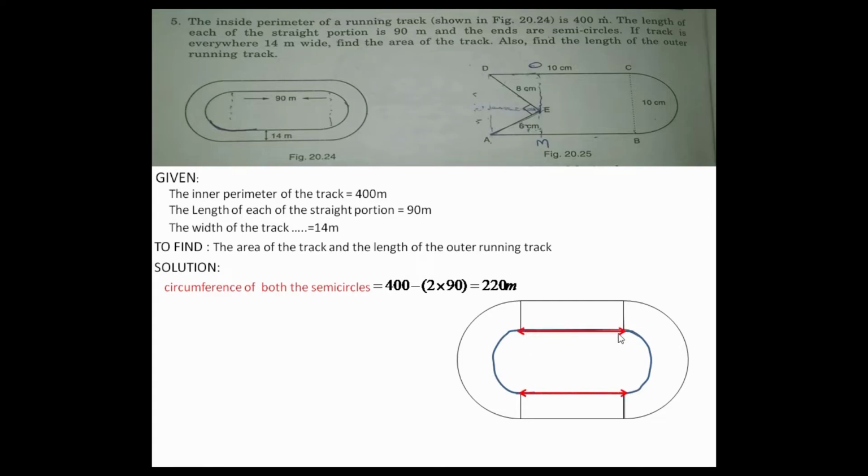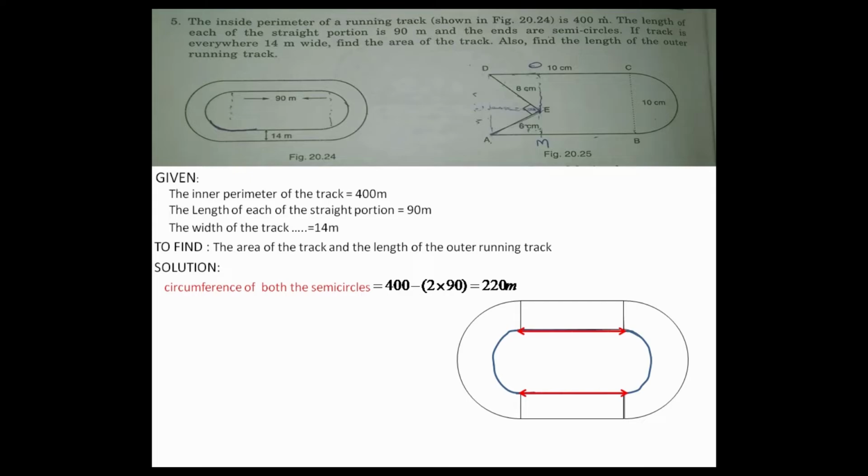Now you can see these two red lines are 90 meters. This is 90 meter and this is the other 90 meter. If you will observe this figure carefully, you will see that these two red lines are also a part of this inner perimeter. Isn't it? These two red lines are also a part of this inner perimeter. Observe this figure carefully.